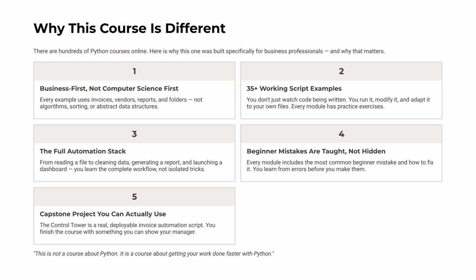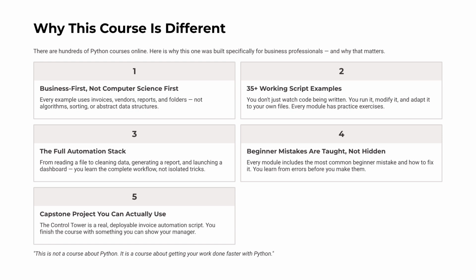There are many Python courses online, but this course is different because it is built for business professionals. We are not starting with computer science theory. We are starting with business problems. Every example uses familiar scenarios: invoices, vendors, reports, folders, dashboards, APIs, and exception files. You also get more than 35 working script examples. That means you are not just watching code. You are running it, changing it, and adapting it.